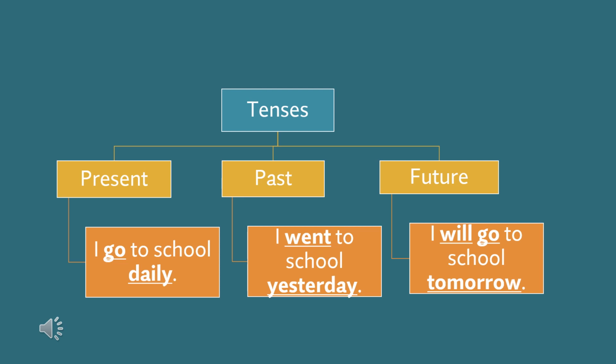There are 3 examples according to the tenses. I go to school daily. That is the sentence of present tense. I went to school yesterday. This is the sentence about the past. And I will go to school tomorrow. This is the sentence about the future.